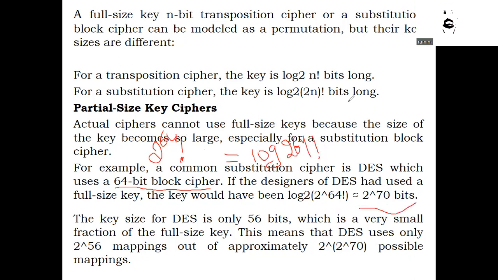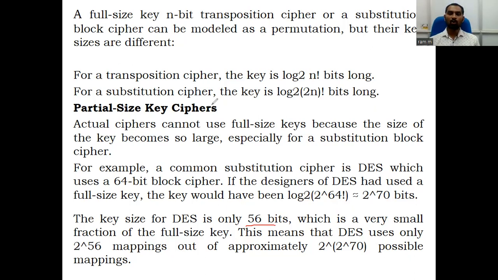But the key size we are actually using in DES is 56 bits, which is a very small fraction of the full size key. This means that DES uses only 2 power 56 mappings out of approximately 2 power 70 possible mappings. So generally we go only for partial size key ciphers. We do not go for the full size because we cannot accommodate it, and it takes more time to convert these full size keys and apply the permutations. Remember, we always consider only partial size key ciphers.